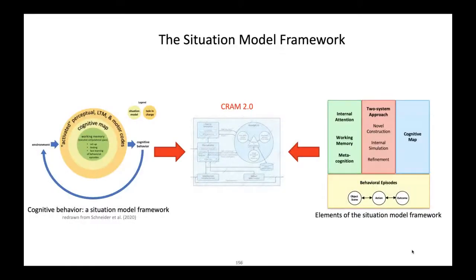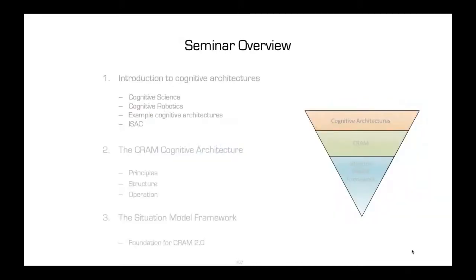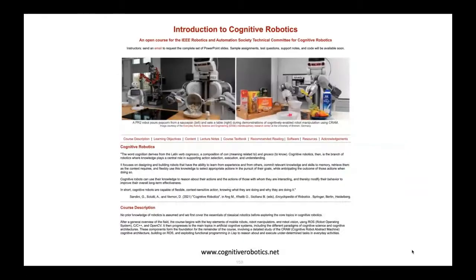So this is where CRAM 2 is going to get its power. It's going to try and bring this together. And of course, we need to commit to formalisms and representations and processes to bring the situation model framework about. So that completes my overview. I know I went very, very quickly.